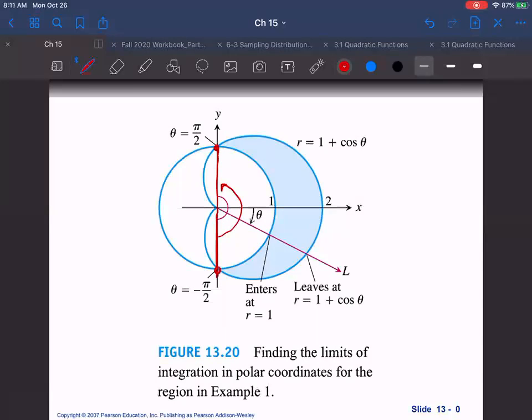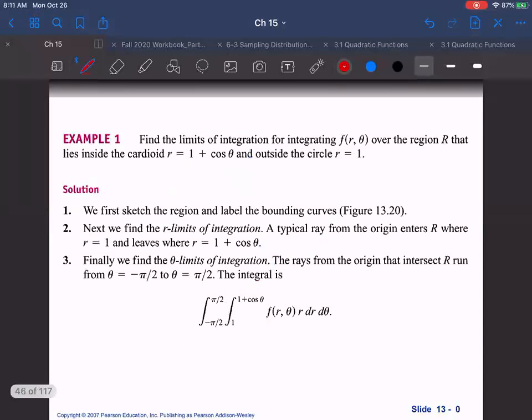And then as far as r goes, you can see we're entering into the region we're interested in here at r equals 1, and we're leaving it at r equals 1 plus cosine of theta. So that's what our limits of integration will be. The limits for r are from 1 to 1 plus cosine theta, and the limits for theta are negative pi over 2 to pi over 2.